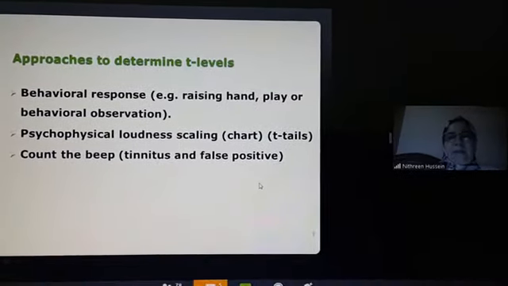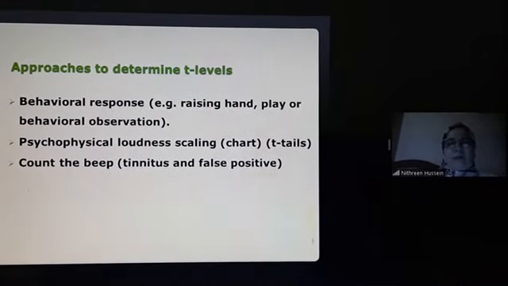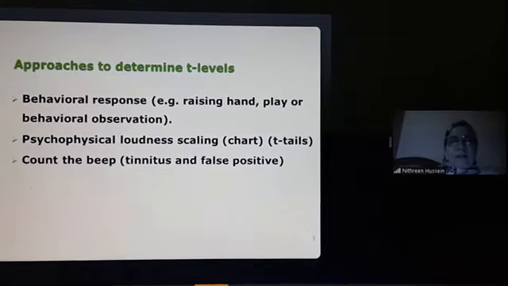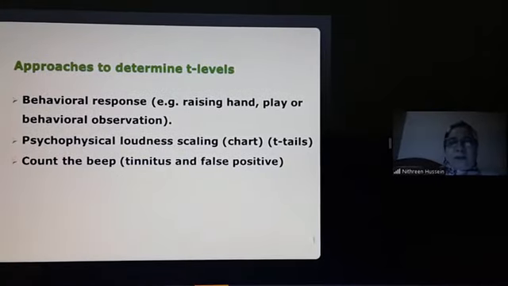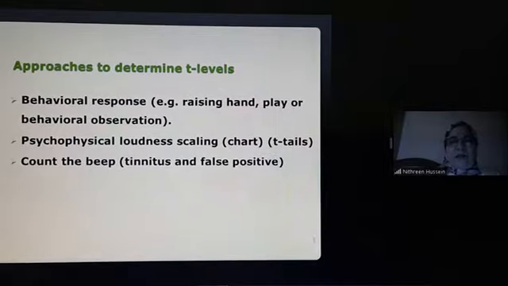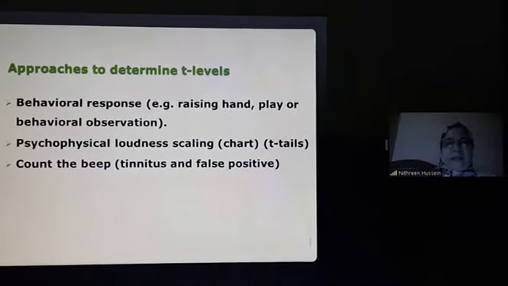If the patient is having false positive responses, for example, due to tinnitus, and he gives many false positive responses, we can ask the patient to count the beeps or to move his hand with the stimulus to detect the false positive responses in the patient.